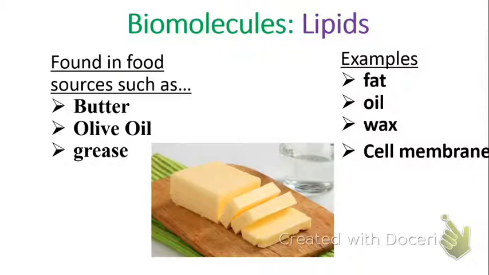So lipids, think about unhealthy foods. It's found in food sources such as butter, olive oil, and grease. Anything fatty is going to have lipids in it. Most foods have some lipid content, and you can look at the back of the nutritional information to see how much. Obviously, some lipids are better than others, like olive oil is a lot healthier than butter. Any type of fat, oil, or wax is a lipid, and also our cell membrane is made up of lipids. We'll talk about that more when we talk about cells.